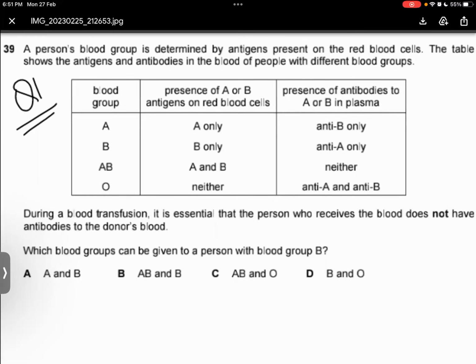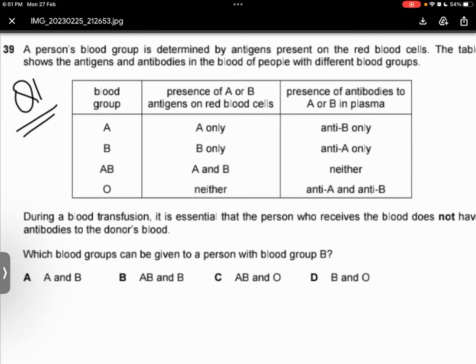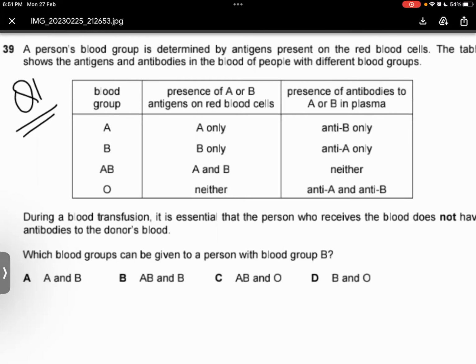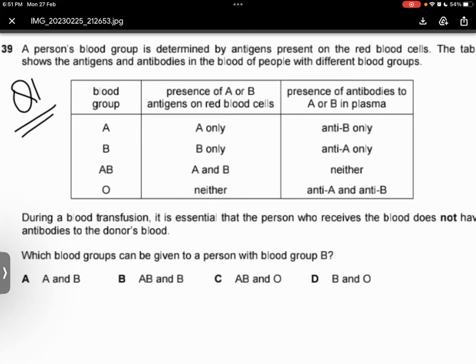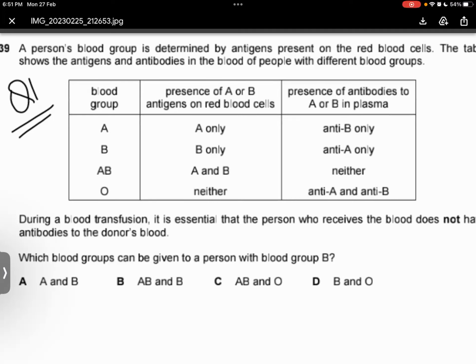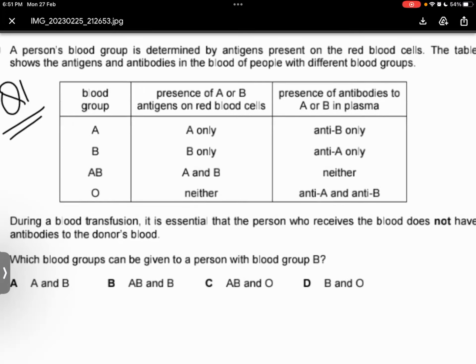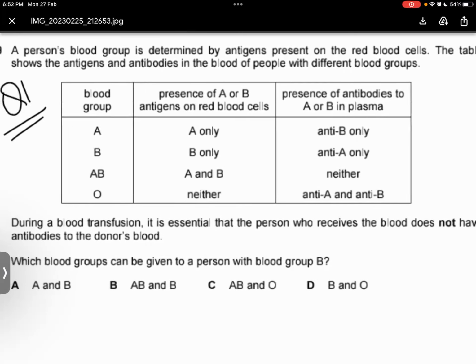Presence of antibodies to A or B in plasma. He has antibodies which are anti-B only. इसका क्या मतलब है first row का? Blood group is A. The antigens that he has on the surface of his red blood cells are A only. और उसकी बॉडी में जो एंटीबॉडीज हैं या कभी अगर बनेंगी भी तो एंटी ए कभी नहीं बनेंगी. एंटी ए इसलिए नहीं बनेंगी कि ए तो वो खुद है ना. A is his own self antigen, so his body will never make anti-A antibodies. ठीक है? अगर उसकी बॉडी ने कभी कोई एंटीबॉडी बनाई भी किसी ब्लड ग्रुप के खिलाफ, so it will be anti-B antibody.